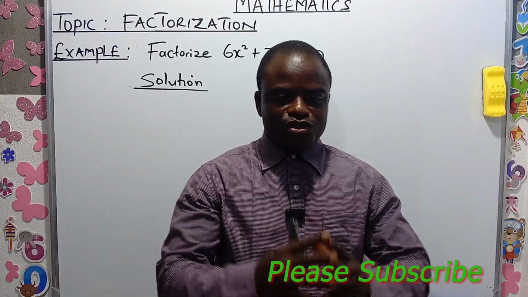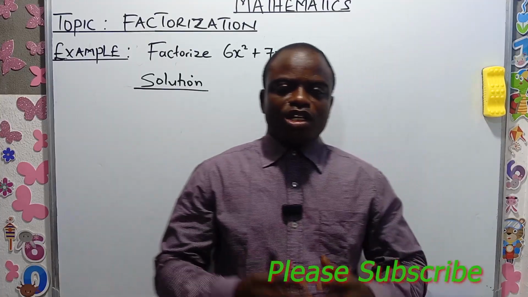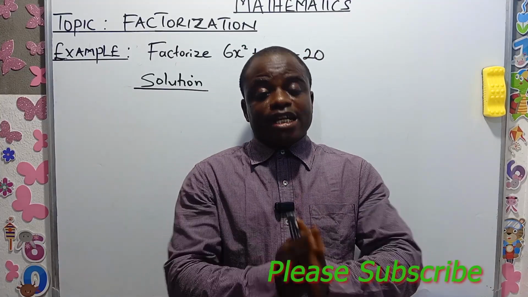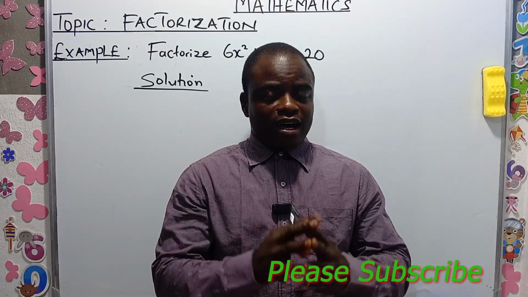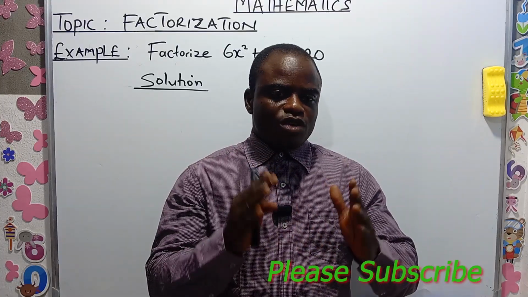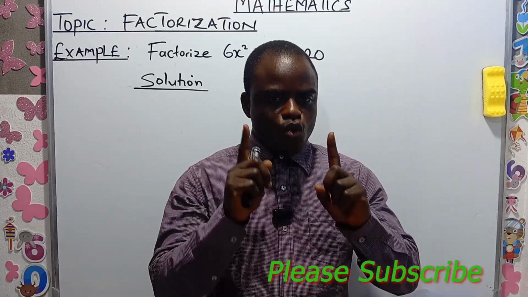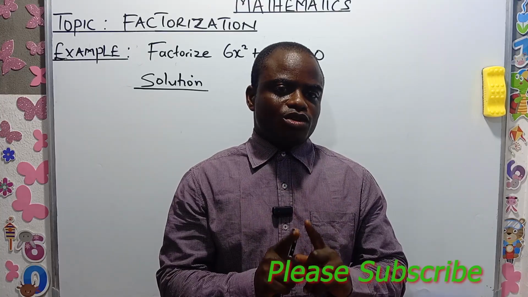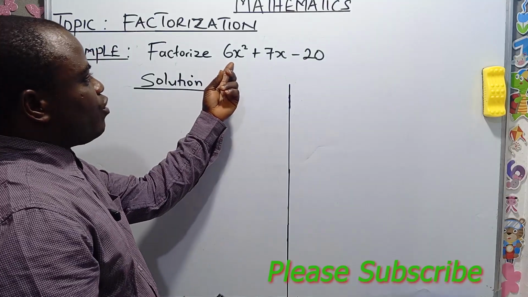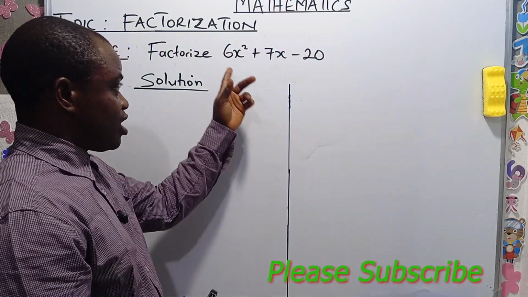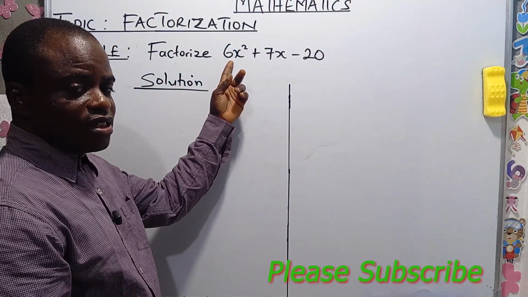Today, we want to carry out factorization. We have some questions sometimes in which the coefficient of x squared will not be visible. In that case, the coefficient of x squared is 1. Please take notes. But the question we're having here, the coefficient of x squared is seen. You can see it very well that it is 6.